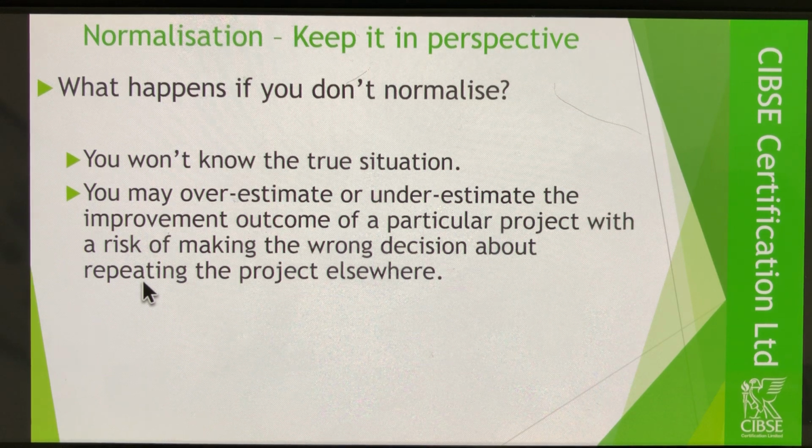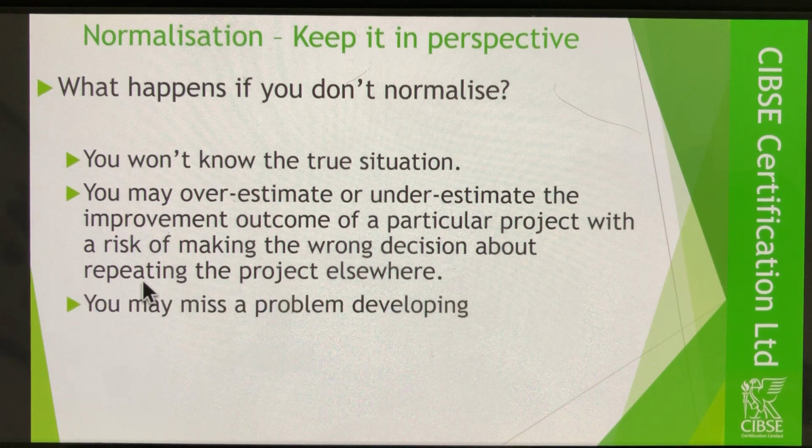So if we're talking about a particular project, you've got the risk there of thinking the project was a great success, or you might be thinking it was an unmitigated disaster without that normalisation. And if it's the wrong decision, you'll make the wrong decision about repeating the project elsewhere. If you thought it was a fantastic success and it wasn't really, you'll go repeating it when you shouldn't be. If you think it was an unmitigated disaster, but actually corrected, it turned out to be not so bad, probably worth repeating, but without that correction, you'll think, better not repeat that. So that's what happens if you don't normalise. You'll make wrong decisions.